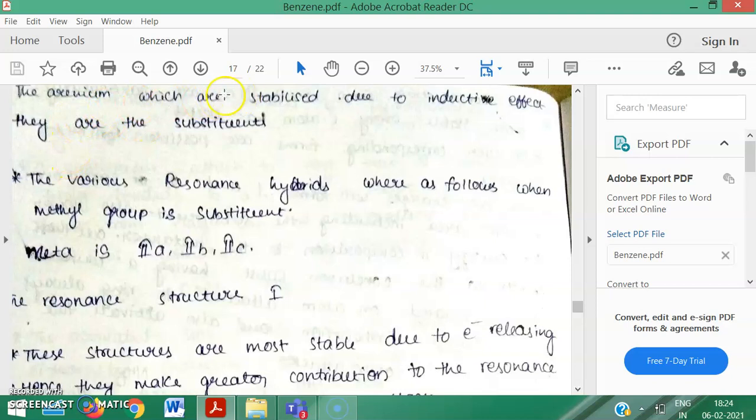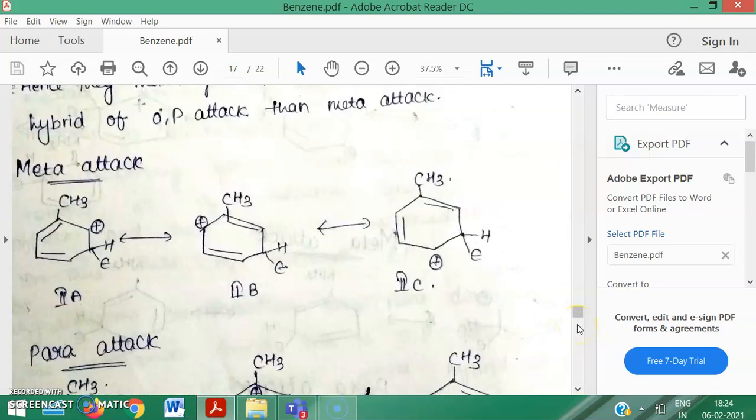The arenium ions which are stabilized due to the inductive effect are those with such substituents. The various resonance hybrids were as follows when a methyl group is the substituent. Meta is 2A, 2B, 2C. That is resonance structure 1. These structures are more stable due to electron release, hence they make a greater contribution to the resonance effect.